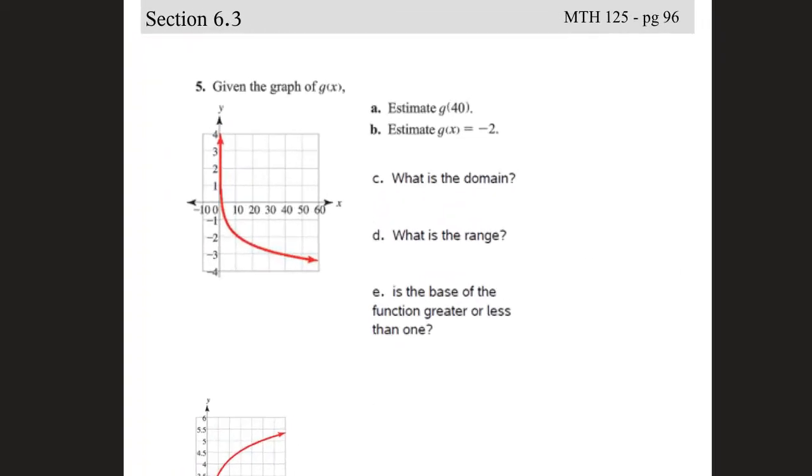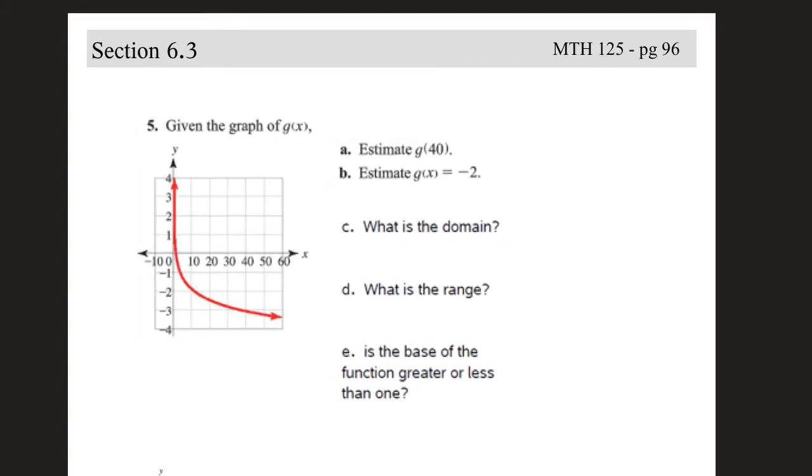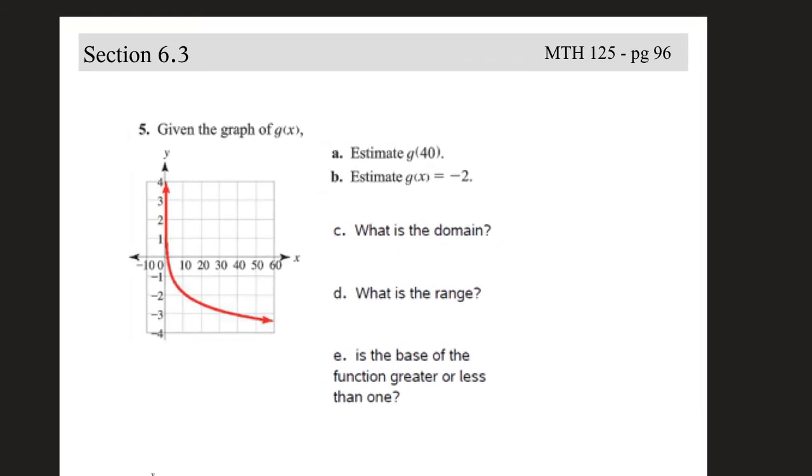Okay, so we have some questions that you might run into here and there. The typical questions ask you to interpret a graph. For instance, they want you to estimate g of 40. Remember that this is an ordered pair where 40 is the x and we're looking for the y. Here is where 40 is the x. That would mean y is -3.